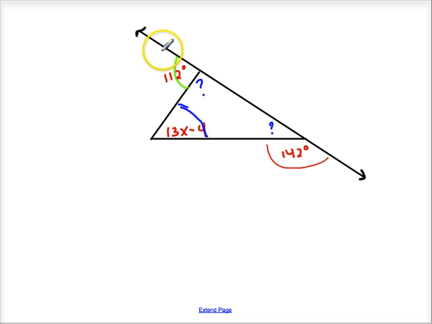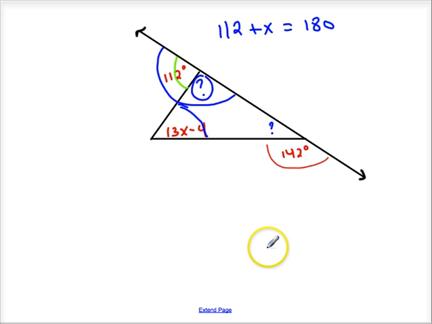Very good. So you could use the fact that you have a linear pair here. So this 112 and this angle here, let's call it x, should equal 180 together because they make a linear pair or a straight angle. So if that's the case, then what does x equal? 68 degrees. So we can say this one here is 68 degrees.